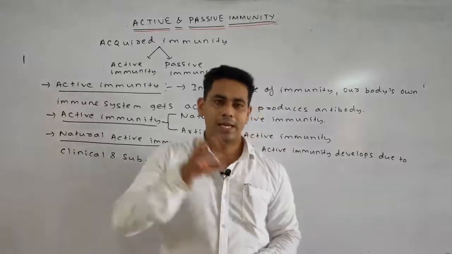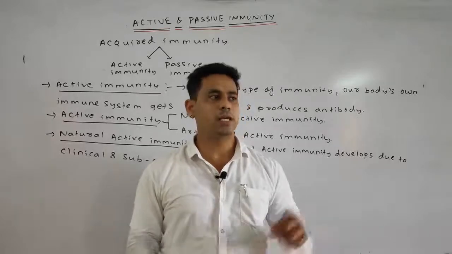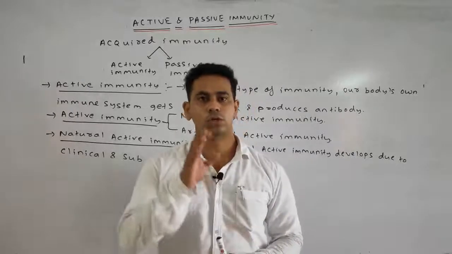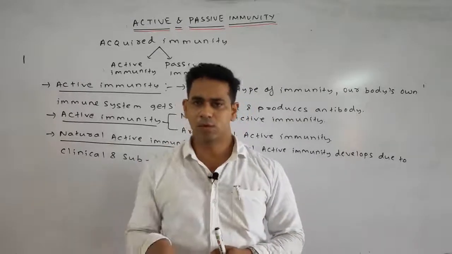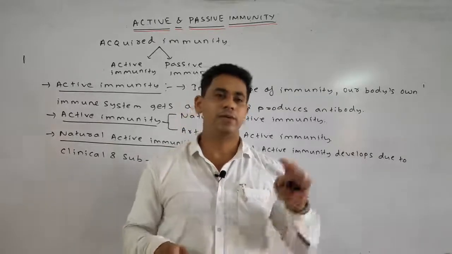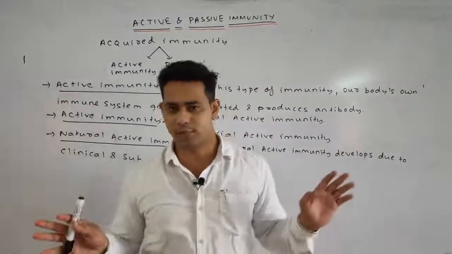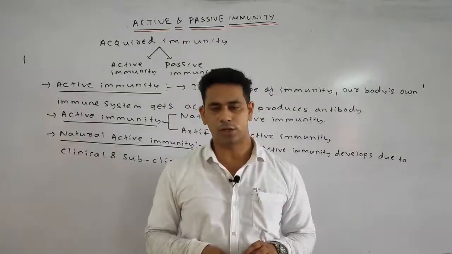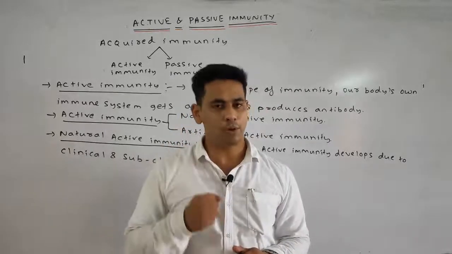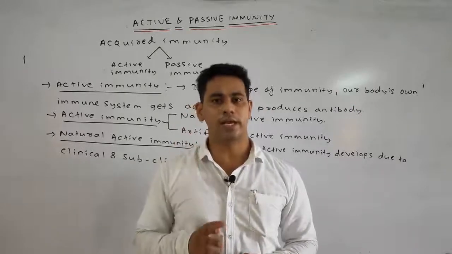Clinical means if a person is exposed to a particular disease and he or she shows some noticeable signs and symptoms, then it is called clinical infection. Subclinical means if the person is exposed to a particular disease and is not showing any symptoms, then it is known as subclinical infection. So natural active immunity is the immunity developed due to clinical or subclinical infection.